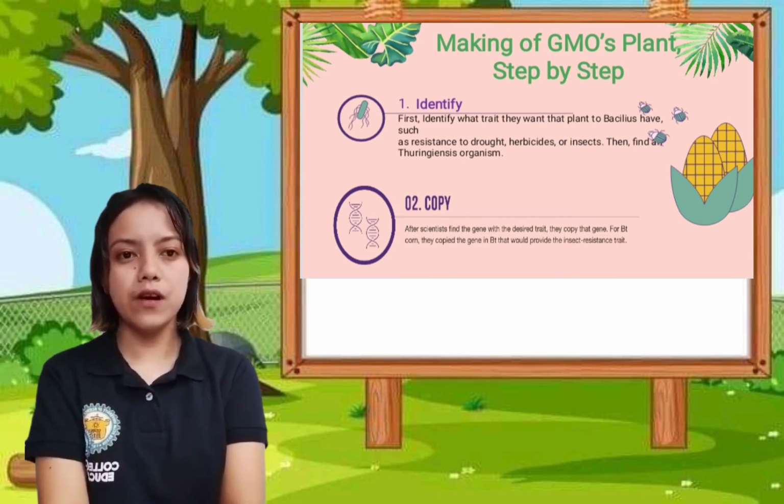First, identify what trait they want that plant to have, such as resistance to drought, herbicides, or insects. Then find and synthesize the organism. Second, copy. After scientists find the gene with the desired trait, they copy that gene. For BT corn, they copied the gene in Bacillus thuringiensis that would provide the insect resistance trait.